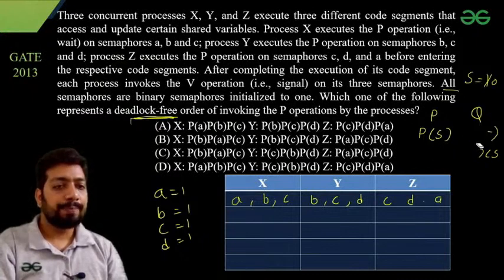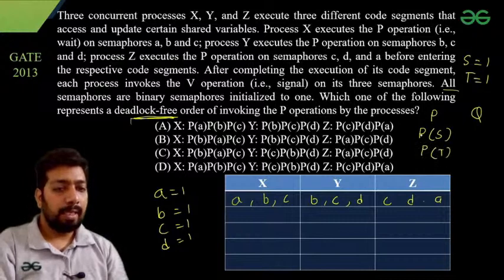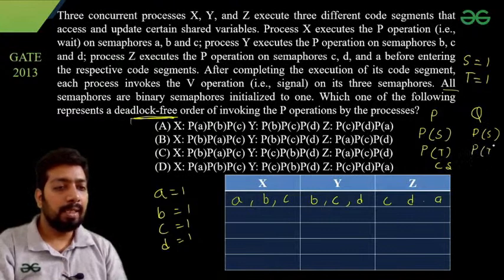Suppose, to enter their critical section, they need to perform two wait operations, on S and T. Both S and T are 1. Fine. To enter its critical section, first it needs to perform the wait operation on semaphore S, then it needs to perform the wait operation on semaphore T. Then only it can execute its critical section. And suppose Q also wants to access its critical section, and it can access it by this only.